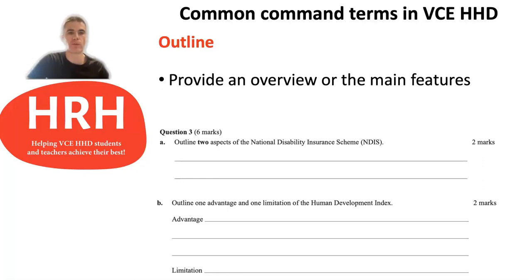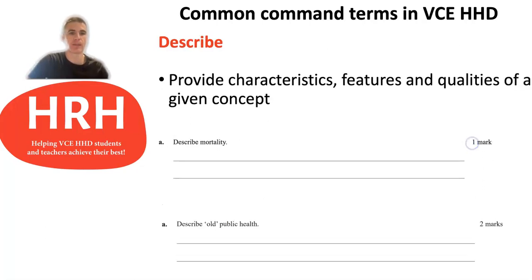So it's more information than you would expect in a list or a state or an identify, but you're not really being asked to explain or link it to anything in particular. You're just outlining a characteristic or a feature or a piece of information related to something.